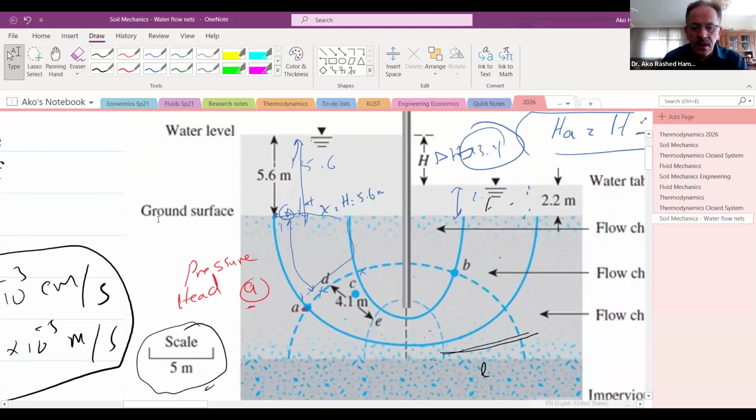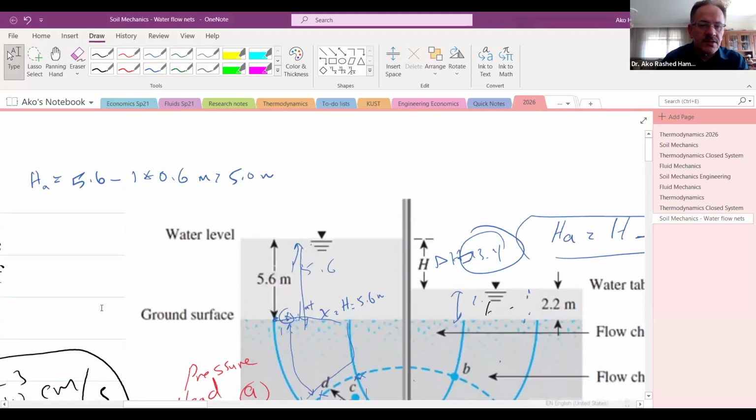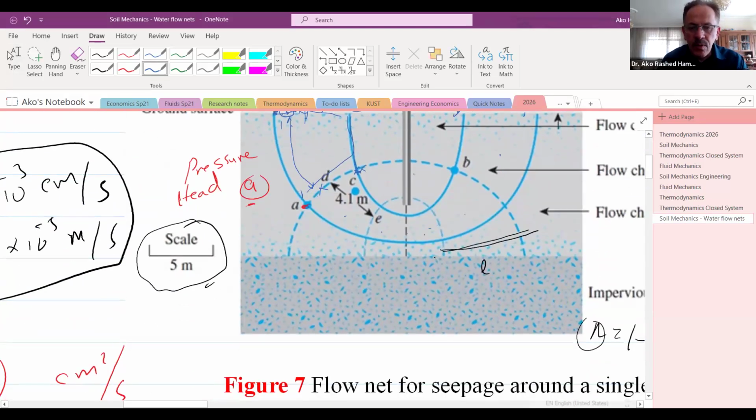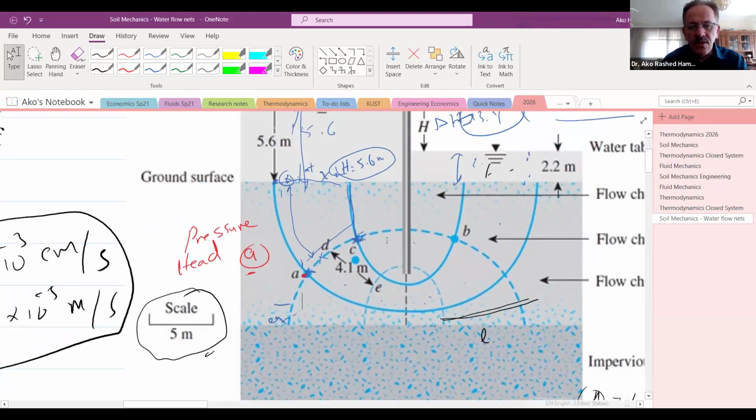Now, can you tell me at C, what will be the pressure at C, HC? The pressure at C is also equal to 5.6 minus, because it's in the same drop, 5.6 minus 1 drop times 0.6. The 0.6, we said, is the value of the drop. Now, it's also 5 meter. That's why we say point C and point A have the same heads, or equipotential line, because they have the same value of the pressure.